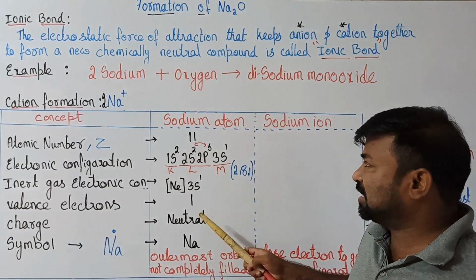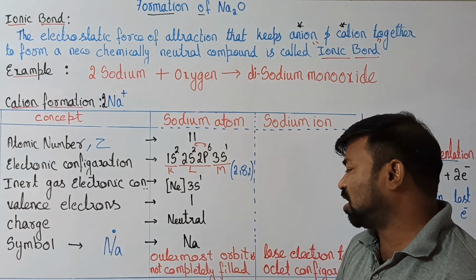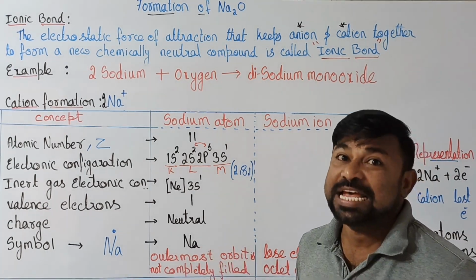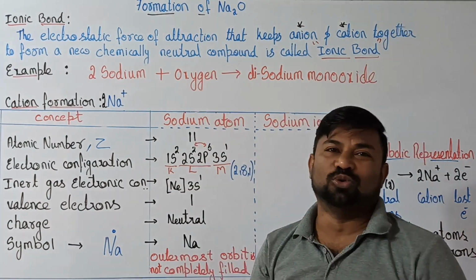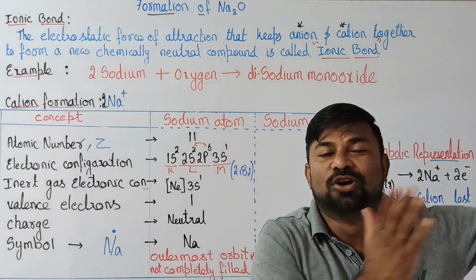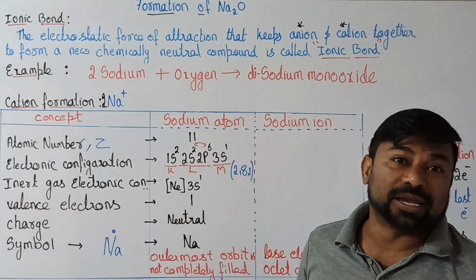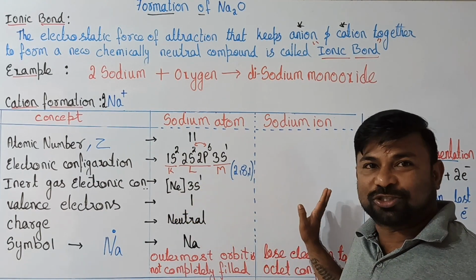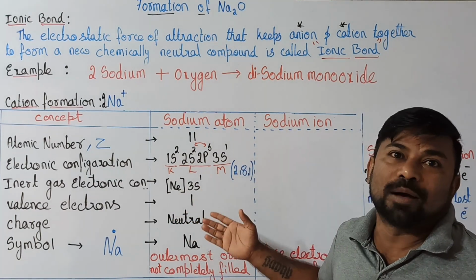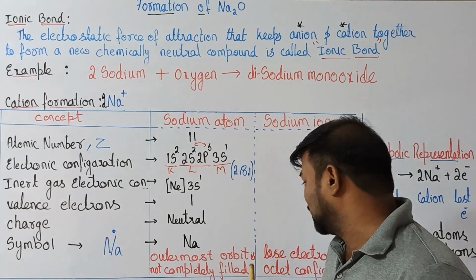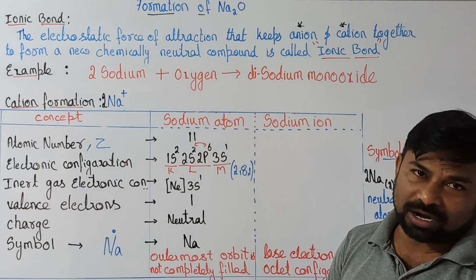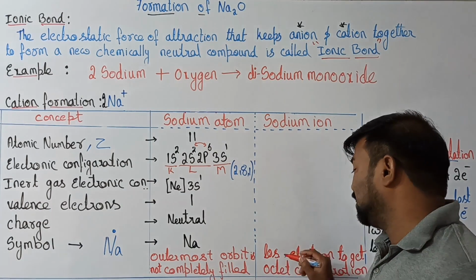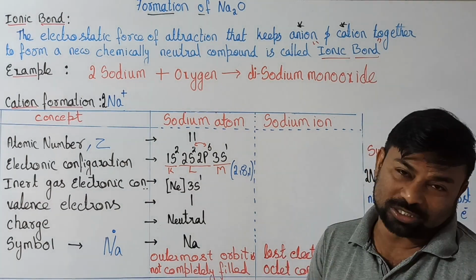Okay, so as the outermost orbit is not completely filled, it tries to lose an electron to get stability like the nearby unit. Who is the nearby unit? Neon is the nearby unit. To get the stability like neon, it likes to lose 1 electron and behave like 2, 8. Lose 1 electron, or we can say it loses 1 electron to get stability.